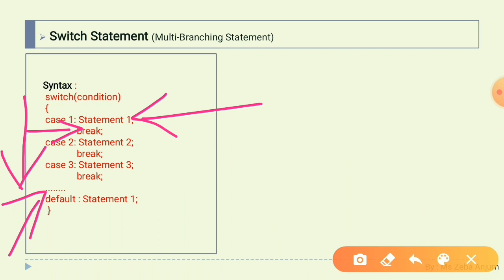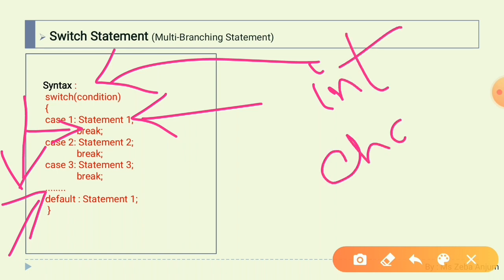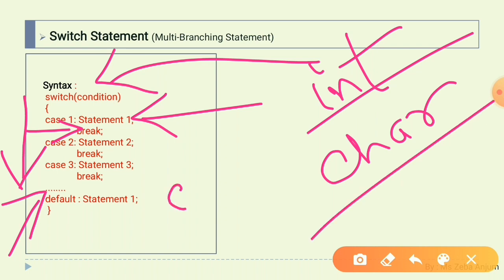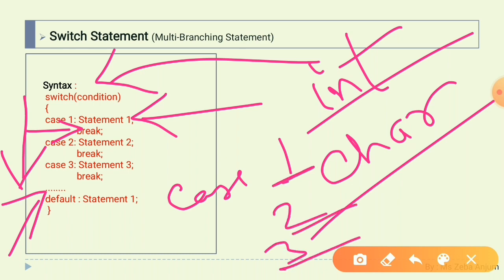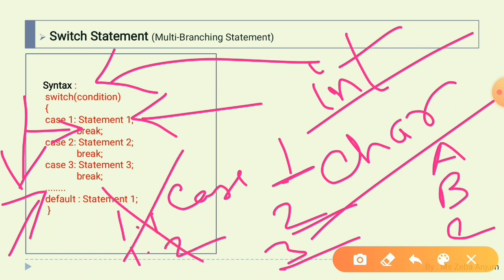Okay, now see students, one thing to remember conceptually: the condition in your switch statement should either give you an integer value or a character value. So your case 1, case 2, case 3, basically these things, 1 2 3, you can write 1 2 3 or you can write A B C, both are correct. But if you write 1.1 1.2, these are not acceptable over there, only integer and character.